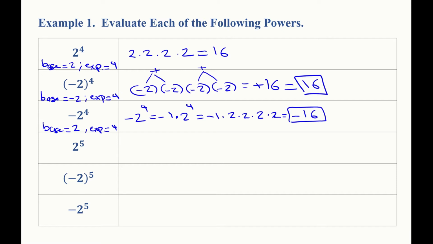So for our next example, we just have one extra factor. So we get 2 times 2 times 2 times 2 times 2. So we know up to here we have 16 times another 2. That will give us 32.